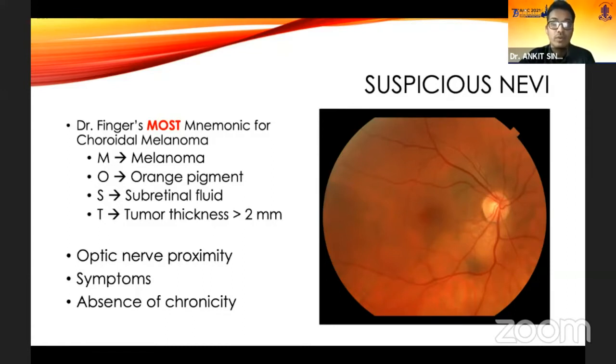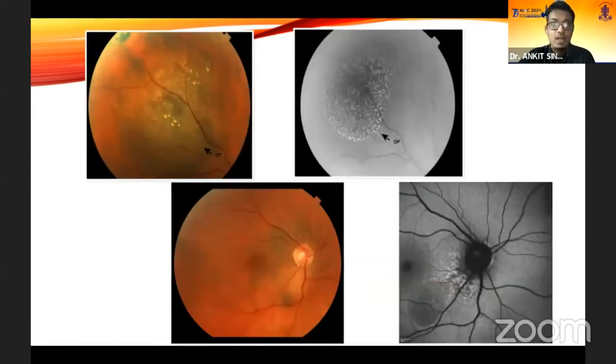Other suspicious features include proximity to optic nerve and fovea, presence of symptoms in form of flashes, floaters, or loss of vision, and absence of drusen or hypopigmented halo. Let's tackle them one by one. So the first being orange pigments. As we discussed previously, these are suggestive of abnormal metabolic activity over the surface, and they are best seen on autofluorescence imaging. There are very few lesions which light up on autofluorescence, like drusen or optic disc astrocytic hamartoma.